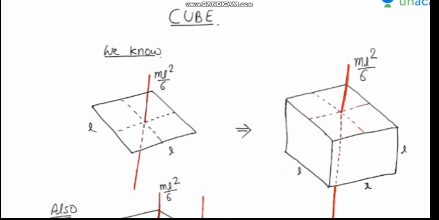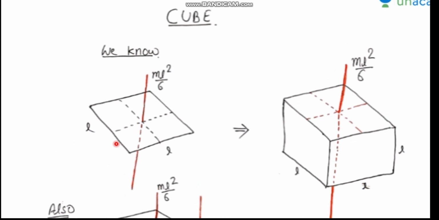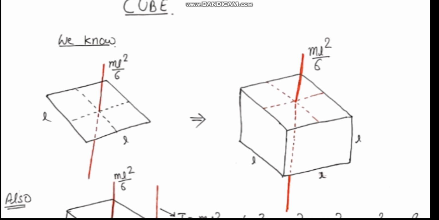Now we'll extend this to a cube. For a square plate, the moment of inertia about this axis is ml square by 6. As we have discussed earlier, the moment of inertia will not depend on the dimension parallel to the axis. So if I extend this dimension, the result will remain the same. I extend this square plate to make a cube of length L, L and L, all the edges are L. Still the moment of inertia about this axis will be ml square by 6.